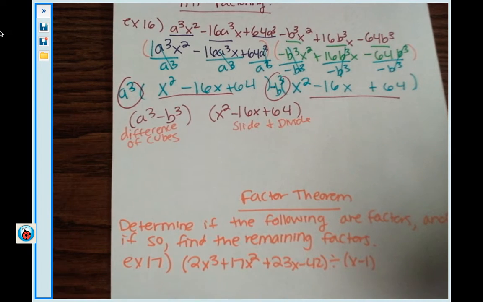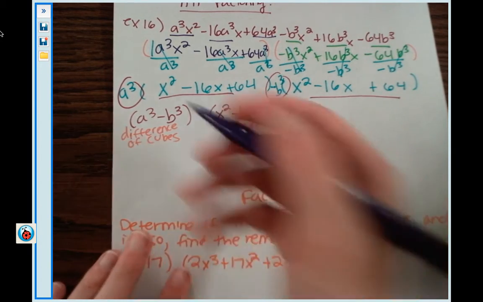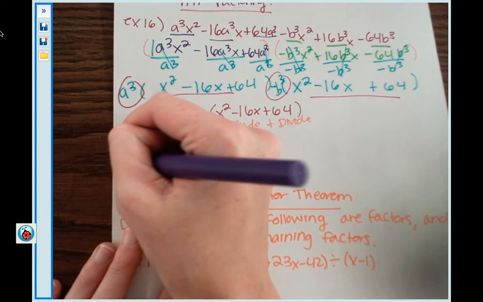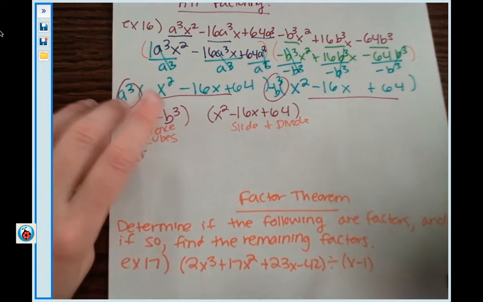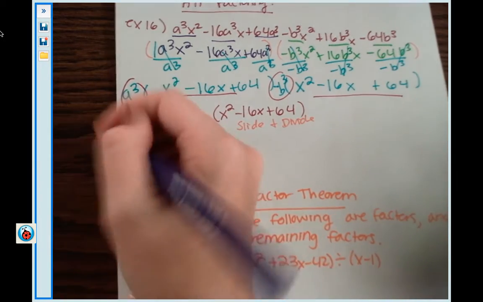So I'm going to do the difference of cubes first. Okay, so the difference of cubes, I'm going to cube root the first term, which is a to the third, and my second term, but I ignore the negative, so it'll be b to the third.